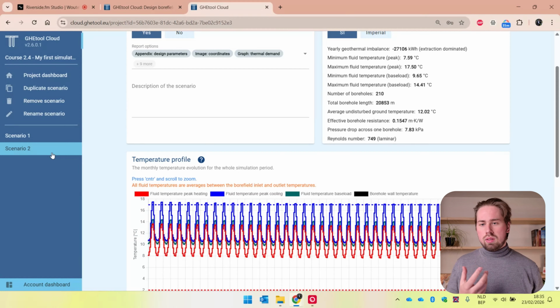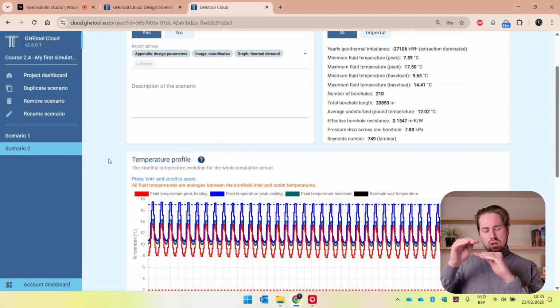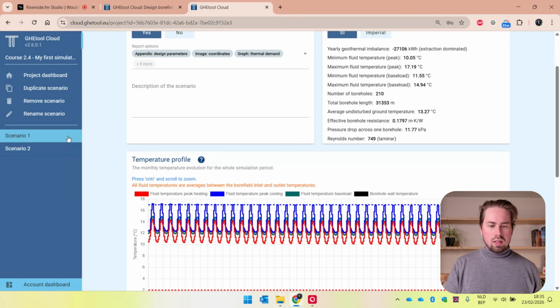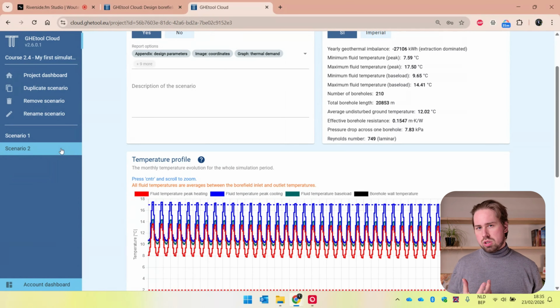So that's why we don't have an unexpectedly low maximum fluid temperature, let's say. But what you can also see is that our range between the maximum and the minimum limits, visually, is significantly larger.